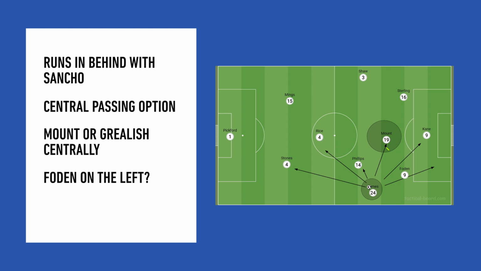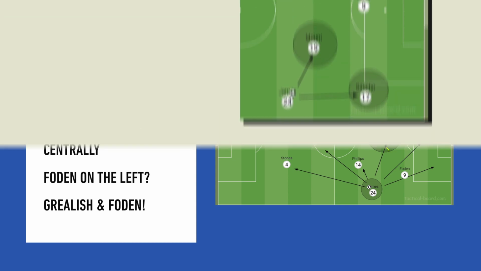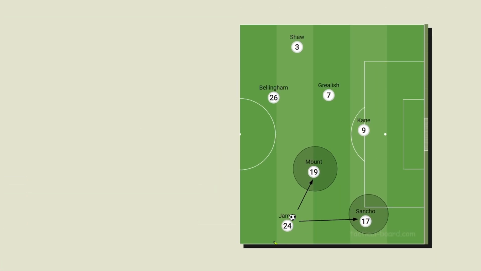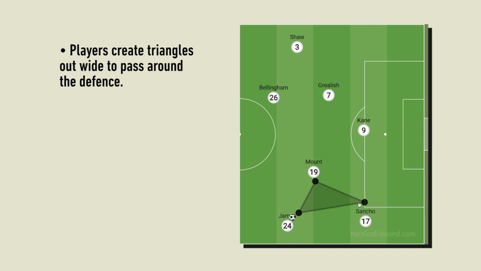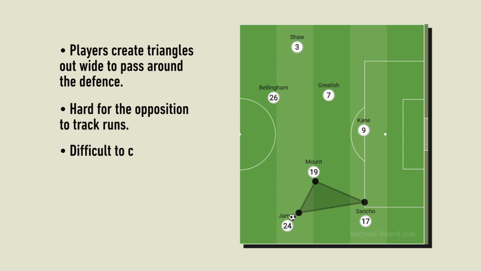So I believe this would be a way to get Grealish and Phil Foden in the same side, as you've got Kane and Sancho to be the goal scoring players. And in this formation, what it really helps with is creating the triangles out wide to pass around the defenders, and this makes it harder for the opposition to keep track of runs from different players, and they would find it difficult to cut out the quick passing from these players in the wide position.